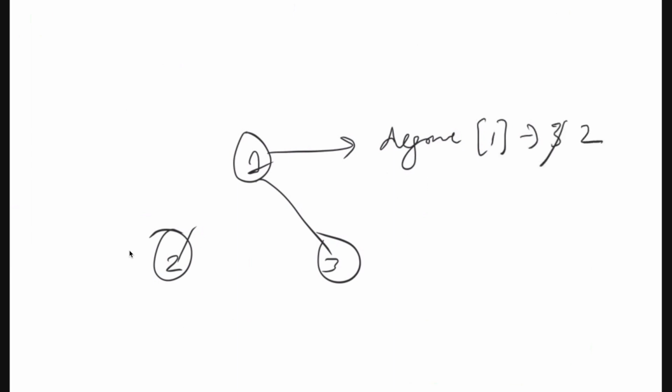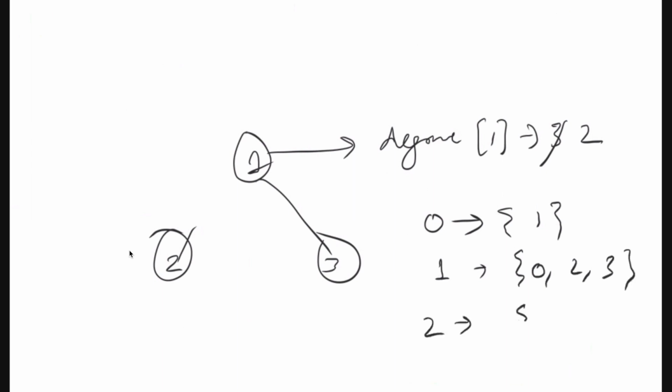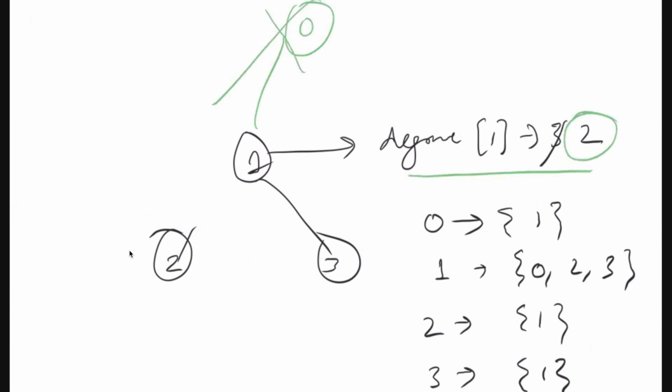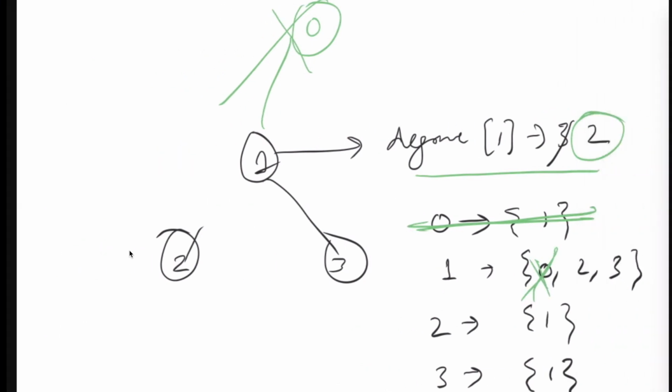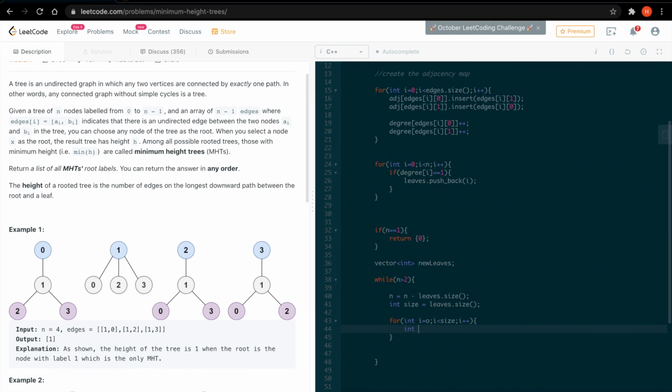And also in my map, I was containing information like 0 was containing a set of 1, 1 was mapped to a set containing 0, 2 and 3, 2 was mapped to a set containing 1, 3 was mapped to a set containing 1. So when we delete 0, the degree of 1 would change, and also we'll have to erase this and erase 0 from this particular set. So when we delete a node, we'll have to make these changes. So let's just get hold of that leaf node in a variable current.